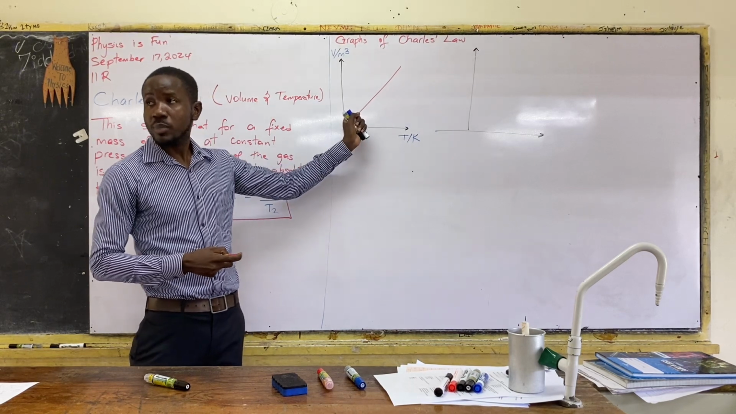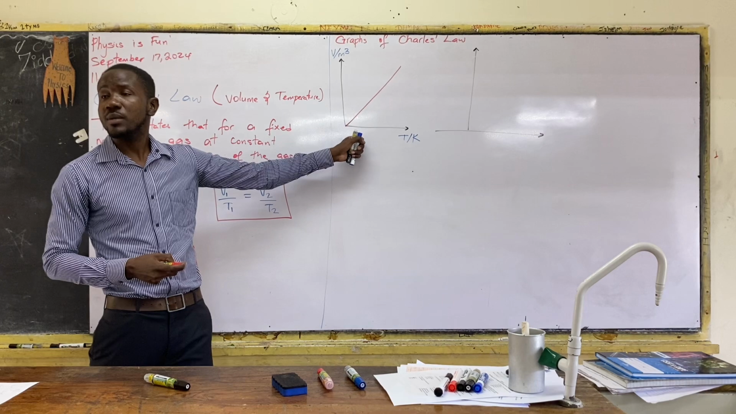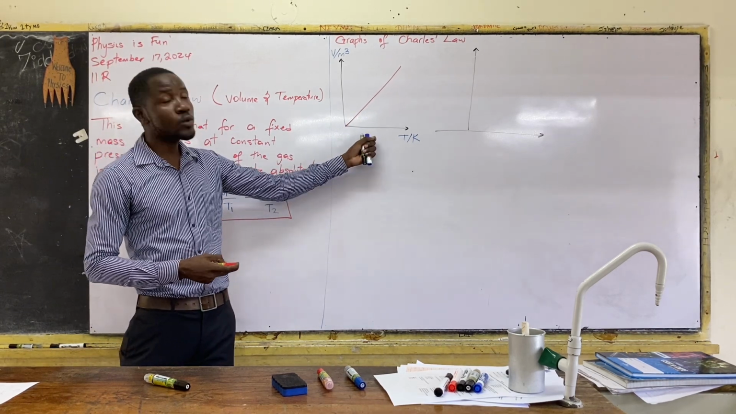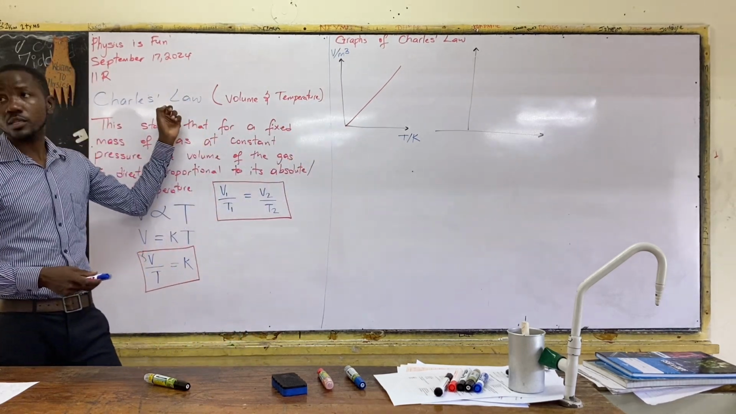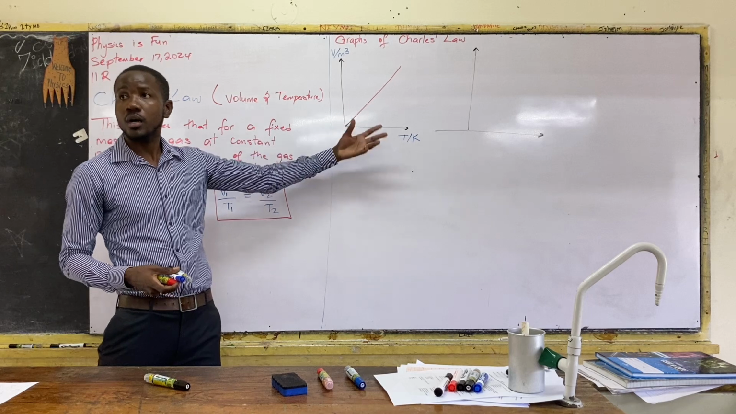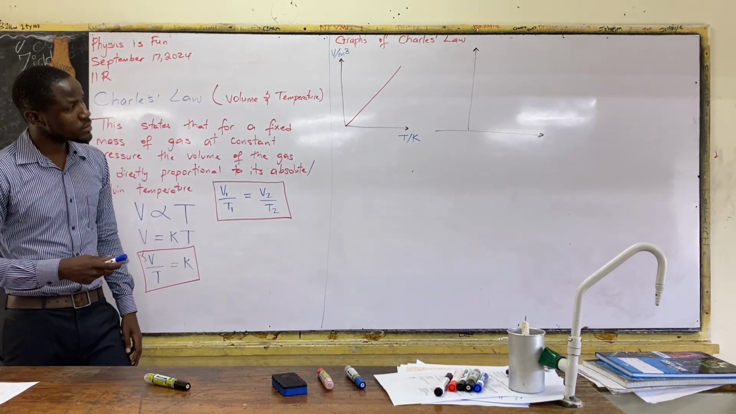So you should be able to sketch this graph one, and you should be able to identify which law it is used to investigate. Because again, if you see volume and temperature, you know that Charles' law is what deals with volume and temperature. So you should be able to identify the law based on the graph. And you should be able to sketch the graph if you're asked to do so.